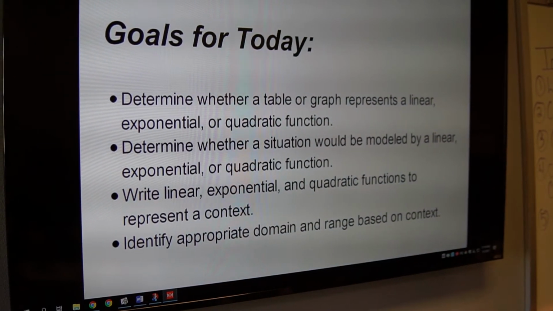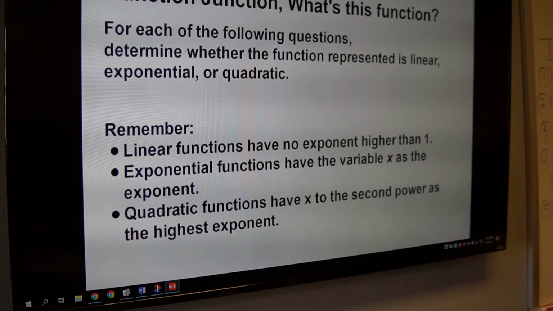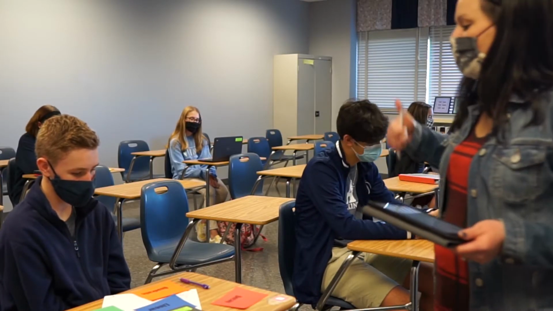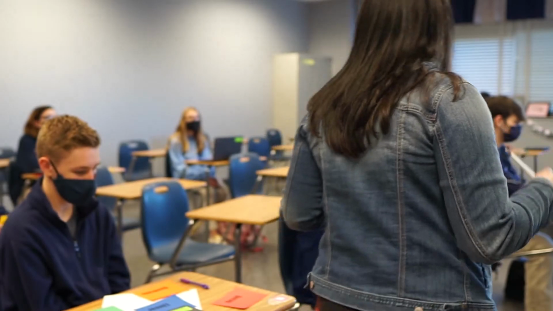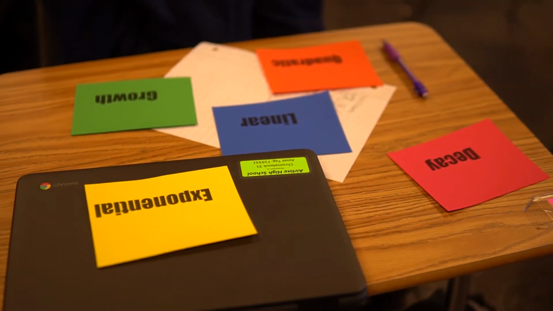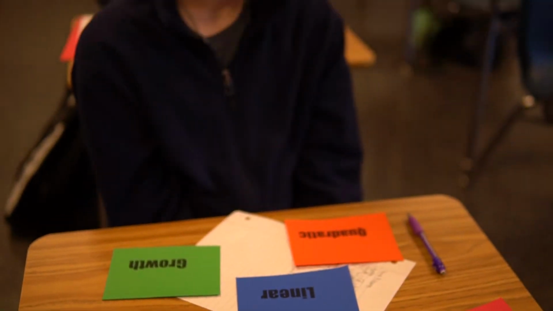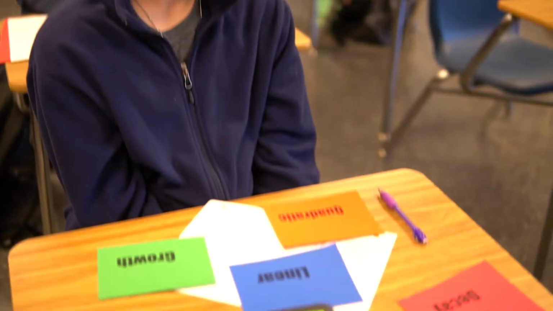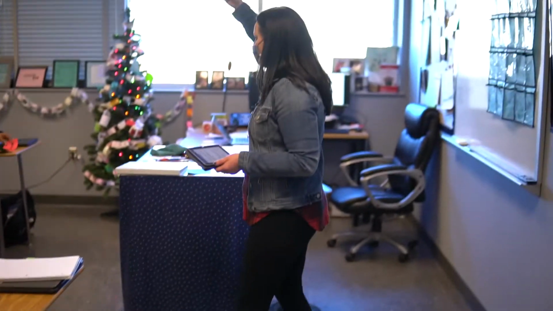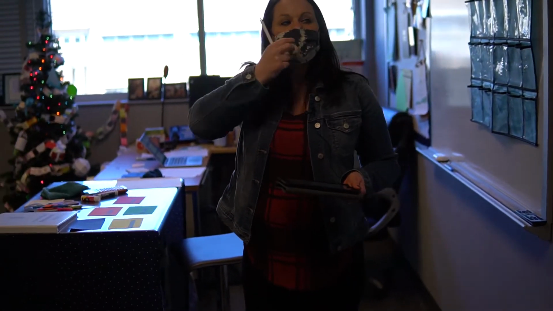Okay? Now, the cards that I gave you: you have a blue card that says linear, an orange card that says quadratic, a yellow card that says exponential, green and red for growth and decay. For each of the following questions, I need you to determine whether it represents linear, exponential, or quadratic, and you hold up the appropriate card. If you think it's a linear function, you're going to raise up your blue card that says linear.